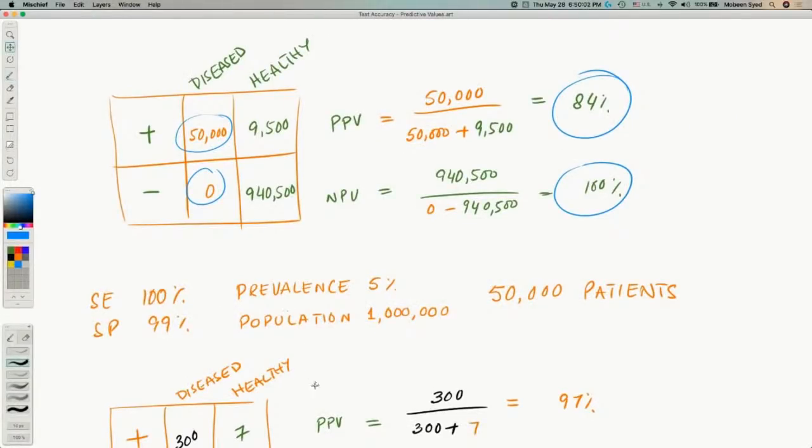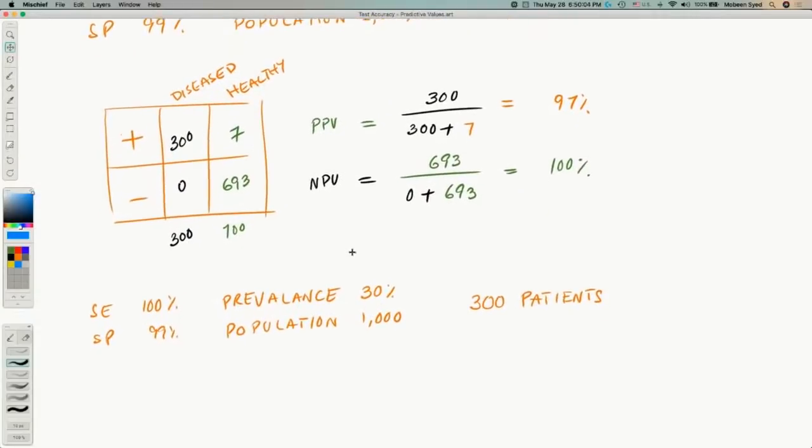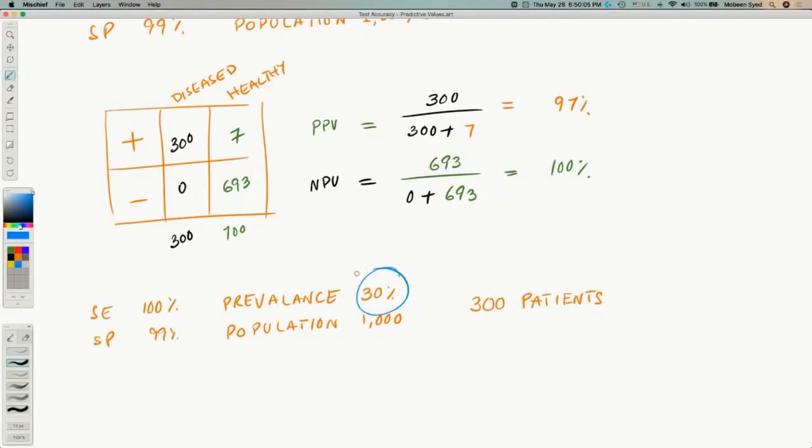Now, same test, but let's change the prevalence on it. So let's say we are running this test on people maybe a few months later, and the prevalence in the community has increased. Or maybe we are running this test in a community where the epicenter is present and the prevalence is more. Now the same slice, 1,000 people, but prevalence is 30%. Sensitivity and specificity is still the same. Now we have 300 patients.